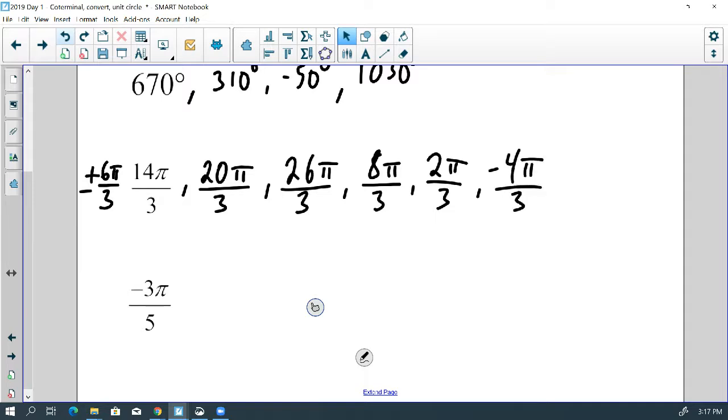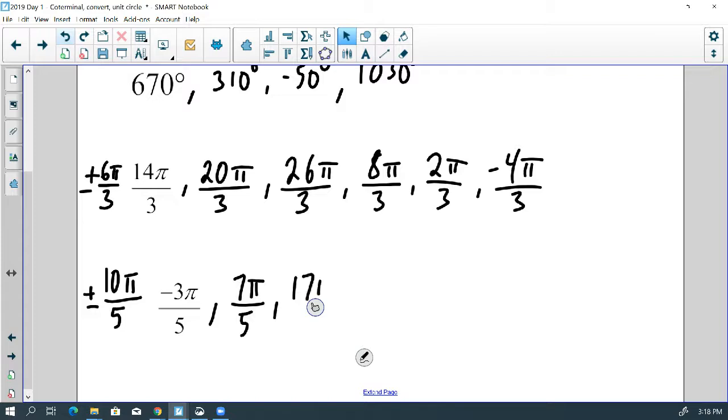Now, what would I add or subtract here? I know you're adding or subtracting a full circle, but a full circle in radians is 2 pi. So what fraction am I thinking about for this? Thinking about 10 pi over 5. So if I add 10 pi over 5, I get 7 pi over 5.